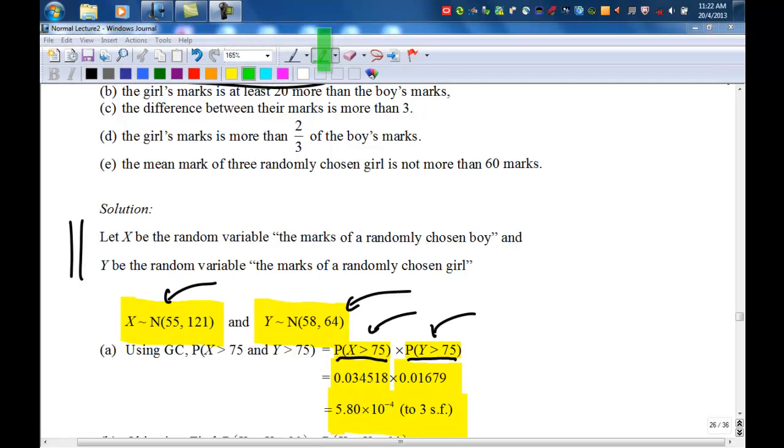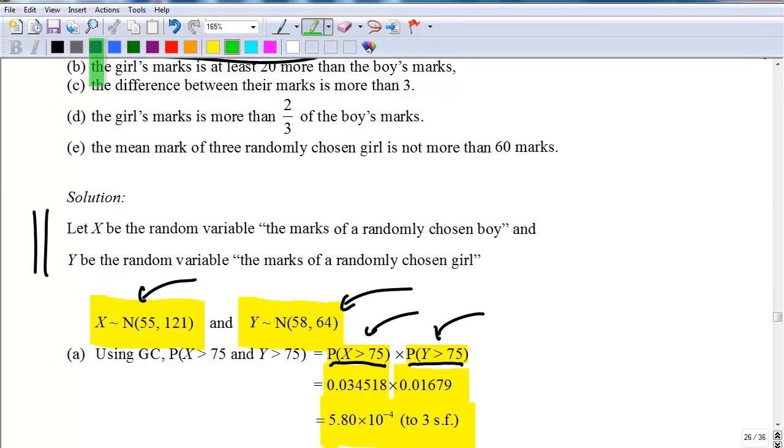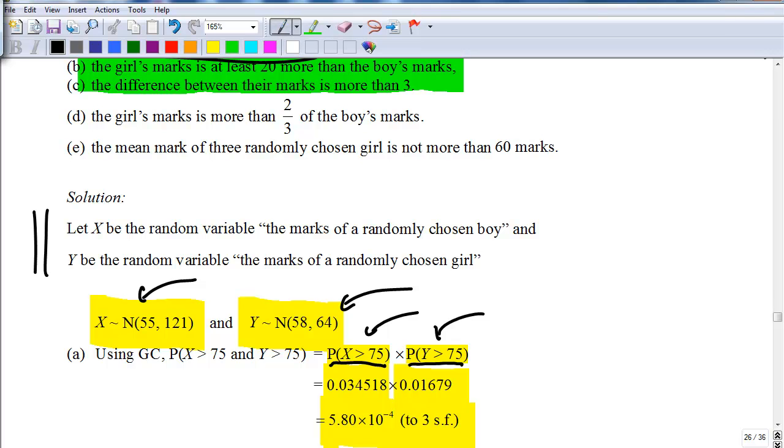Now let's take a look at part B. Part B says I want to find the probability that the girl's marks is at least 20 more than the boy's marks. So the first thing I will do is to translate this English sentence to a math equation. I want the girl's marks, which is Y, to be at least 20 more than the boy's mark. What is 20 more than the boy's mark? The boy's mark is represented by X, 20 more, so plus 20, and at least means I have to have bigger than or equals to. So the probability that they want you to find is this one.